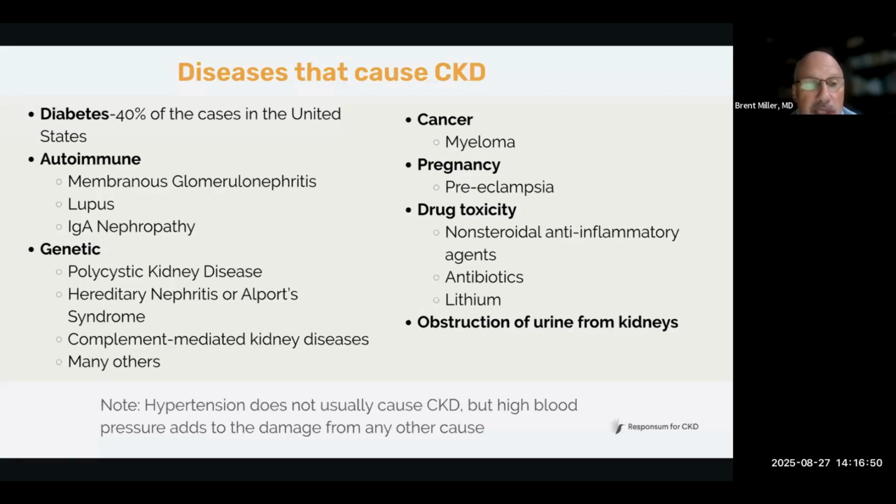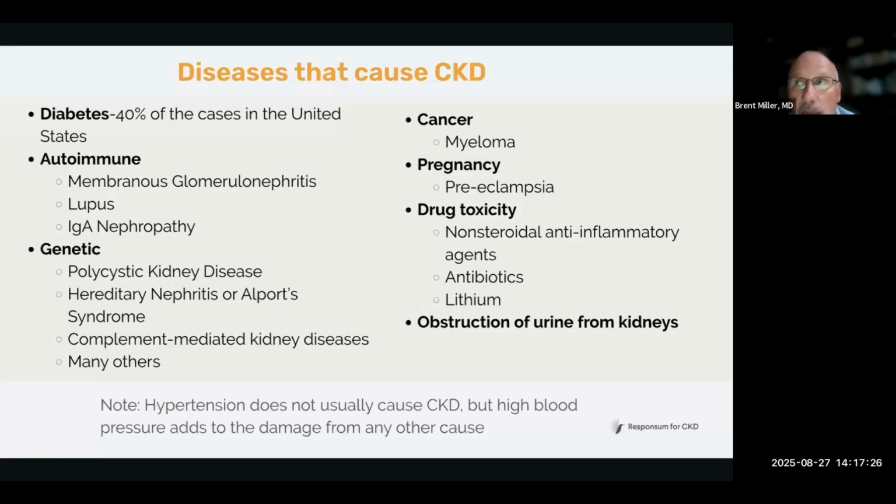So we have autoimmune processes like membranous glomerulonephritis, IgA nephropathy, lupus nephritis. We have genetic causes. Probably the two most common and the two most well-known are polycystic kidney disease and hereditary nephritis, or what's been called Alport syndrome, named after Dr. Alport before they understood what caused it. There is something new in the last 15 years called complement-mediated kidney disease, which is relatively uncommon, but it's due to mutations in your complement system, but it's devastating, and we now have a treatment for it.